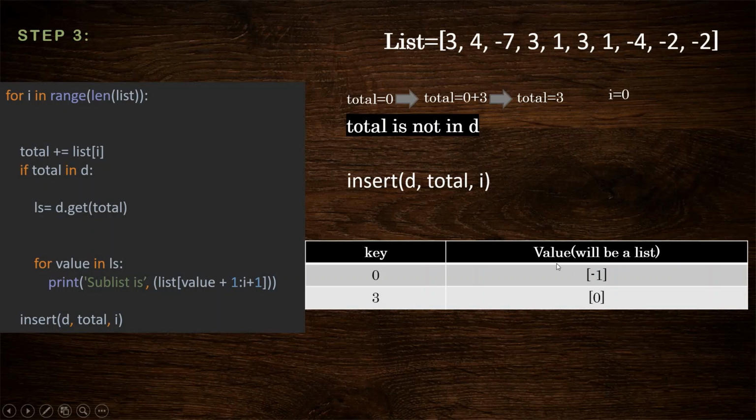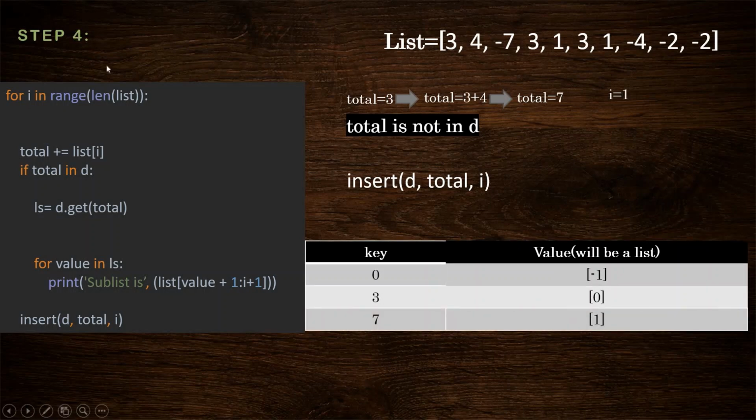Okay, so here, inside the third step, something like this is coming, and again I'm going to increment. So for the fourth step, now the total will be 3 and I will be getting list of I as 4. Sum will be 7. 7 is also not present in D, so I will add 7 with the value of I as 1.